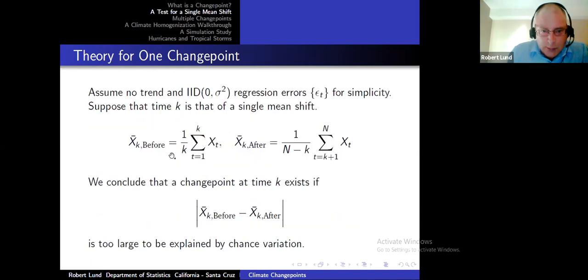Well, okay, the whole thing is that we don't know the possible change point time. So let's suppose it occurs at time k. Well, what should I do? Let's average up the data before time k. Here we go. And let's average the data after time k. And if the difference between those two sample means is large or statistically significantly different from zero, I would think that that has evidence of time k being a change point. Okay, so that's the basic idea.